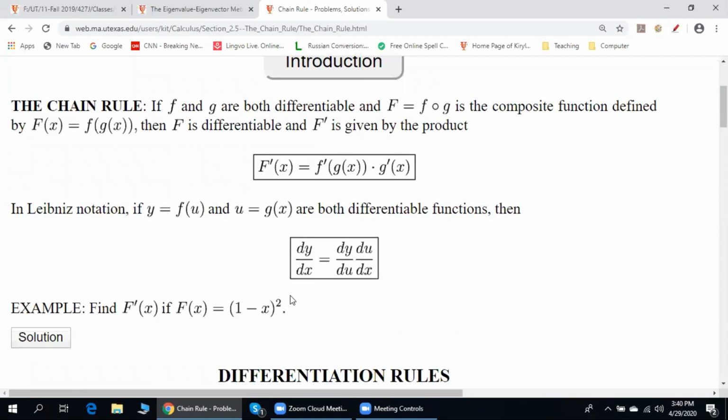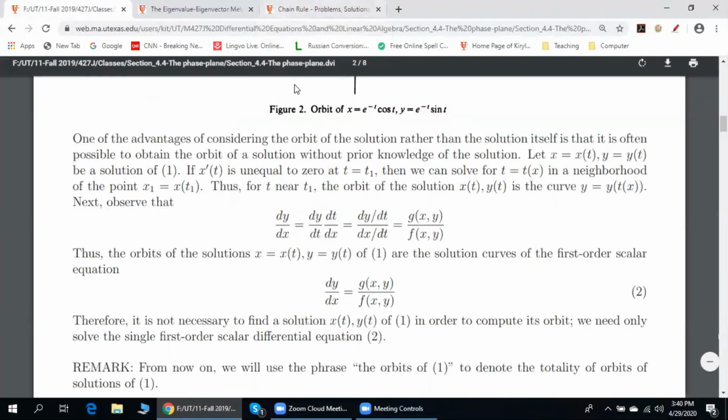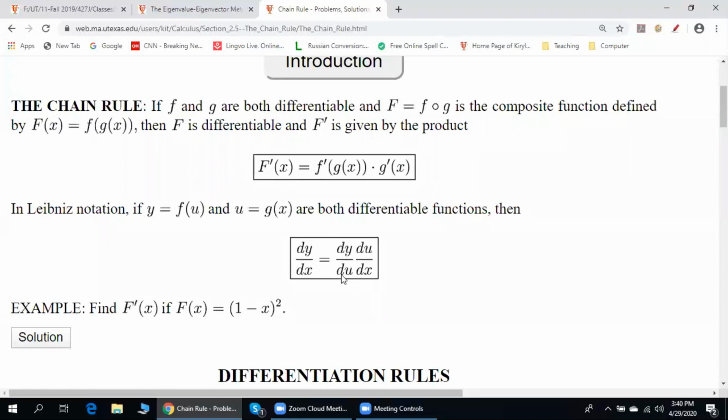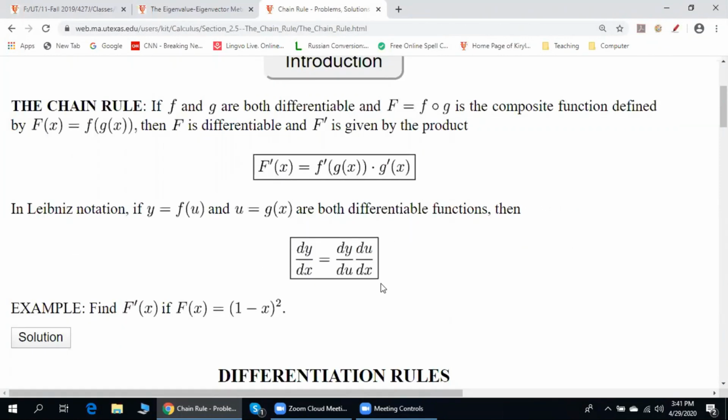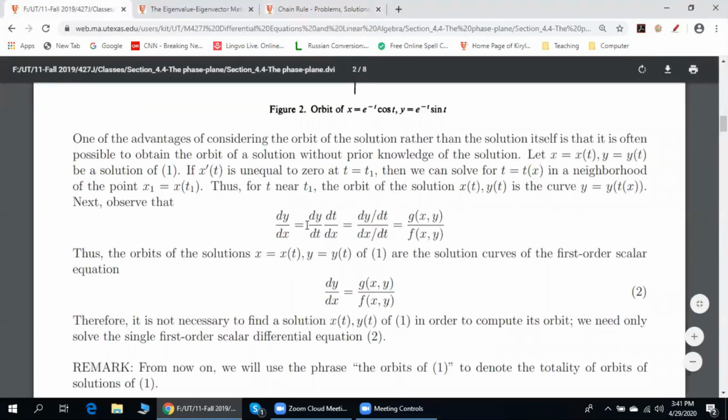Please take a look at this formula. dy/dx is dy/du times du/dx. This is the chain rule. In our case, let us replace u by t. So if in this formula we replace u by t, the formula becomes dy/dx, which is exactly over here, is equal to dy/dt, which is here, times dt/dx, which is here.